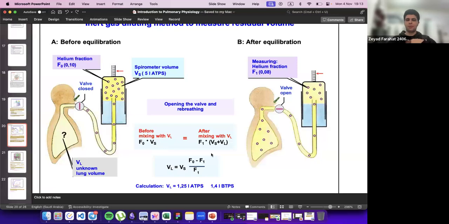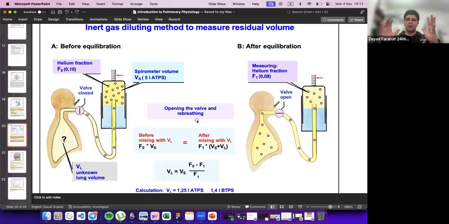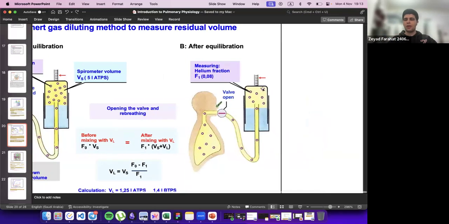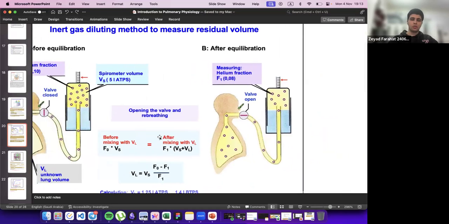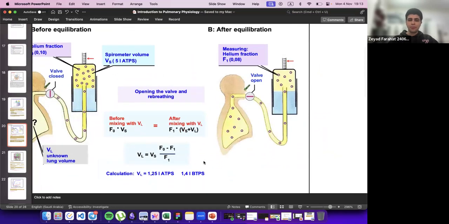I personally would prefer if you do it as density times volume, and then because you already know, oh, okay, the new combined volume is the volume of the lung and the volume of the spirometer. So you subtract the volume of the spirometer from the total volume, so you get the volume of the lung. Or Dr. Shams loves to do it like this: volume of spirometer plus volume of the lungs.